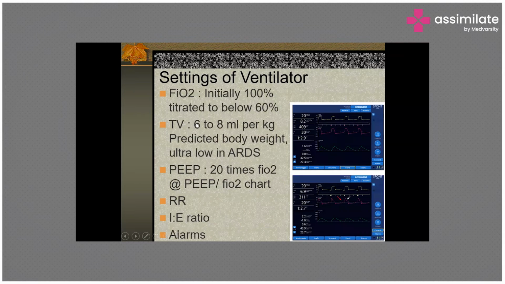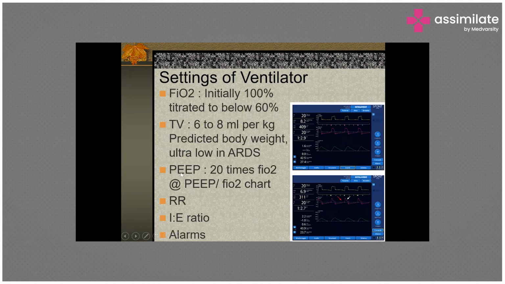So tidal volume should be as low as possible. Several studies have shown that large tidal volume is associated with significant lung injury, volume trauma, and can also cause injury to the lungs. So that's why tidal volume should be 6 to 8 ml. Even for normal lungs, even if the lungs are not affected, there is no pneumonia, no ARDS, still the tidal volume has to be as low as 6 to 8 ml per kg ideal body weight.